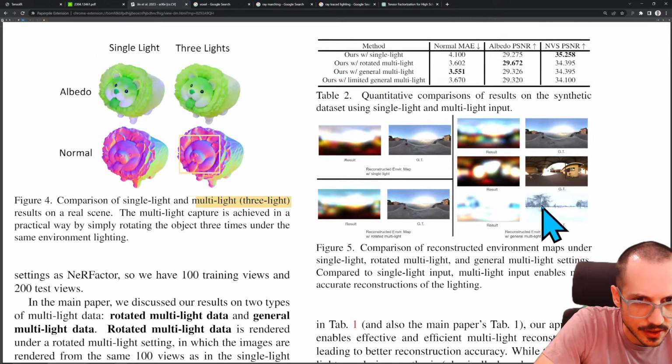What else do we got here? Reconstructed environment map, so showing you that the ground truth has this central lighting, and the actual reconstructed map is actually pretty accurate. You see here how it understands that this is where the light comes from, and this is where the light comes from here. It actually quite matches.